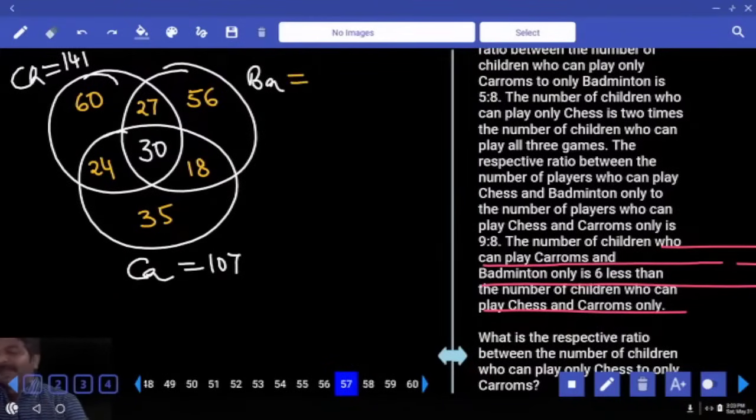Then total badminton. Let me calculate. 27, 18. 45. 45, 30. 75 plus 56. 131.